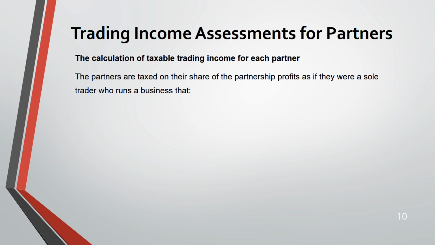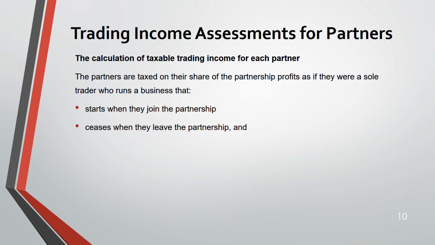So after changing the profit sharing, next is calculation of taxable trading income for each partner. The partners are taxed on their share of profit as if they were a sole trader who runs a business. It starts when they join the partnership. Remember, you start calculating their taxable trading income from the day they start the partnership till the date when they leave the partnership. It ceases when they leave the partnership and has the same accounting period as the partnership.